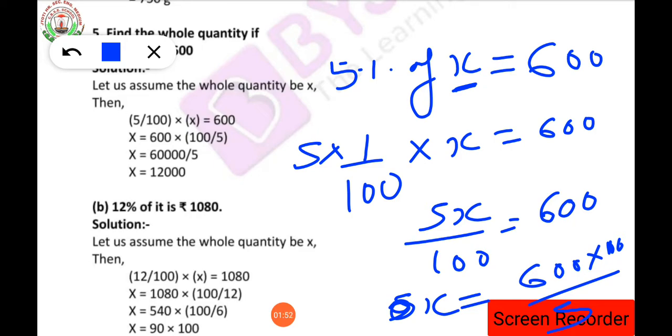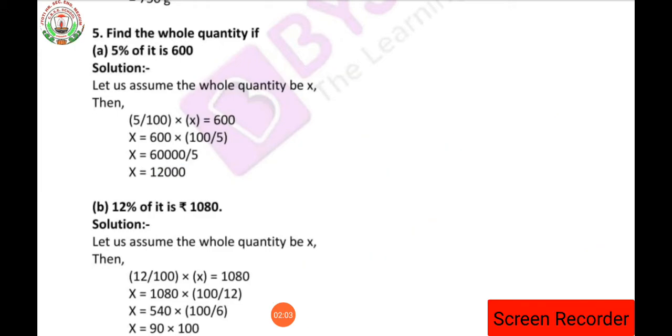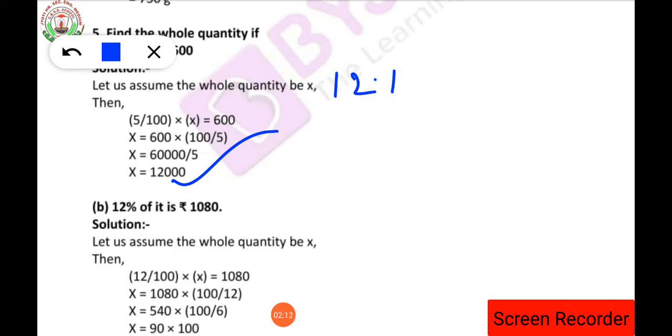So how to solve it? 600 into 100 will be equals to 60,000. That 60,000 will be divided by 5. You will get the answer as 12,000. Clear everyone? In the same way you have to do the next question. What is the next question of revision we will have today? That is 12% of it, that means the whole quantity we are going to consider as x, is equals to 1080. Clear up to here?